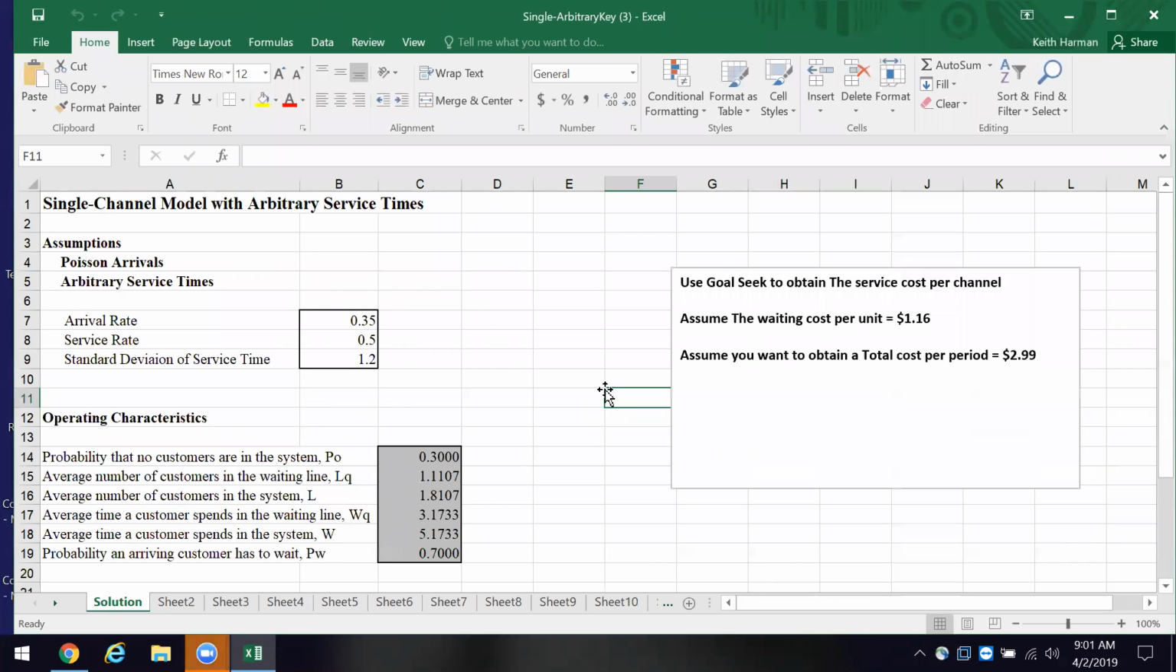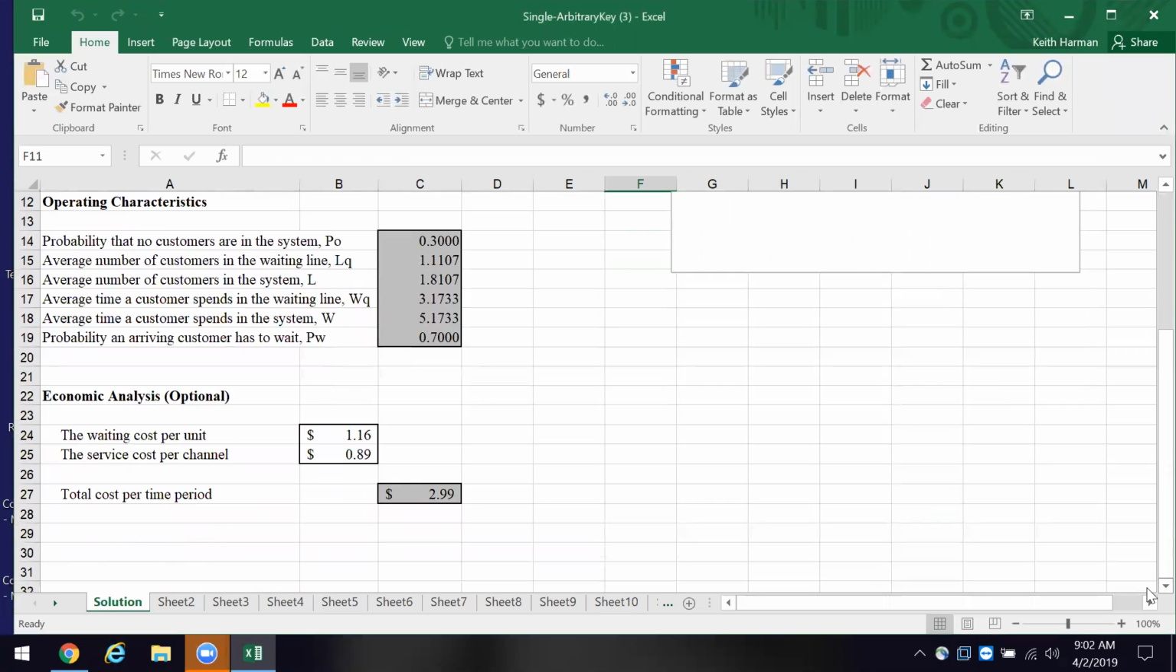Now, what I asked you to do was to use goal seek to obtain the service cost per channel. And then I asked you to assume that the waiting cost was $1.16, and you want to get a total cost per period of $2.99. So let's stop and think about this for just a moment. This looks suspiciously like a total cost model.